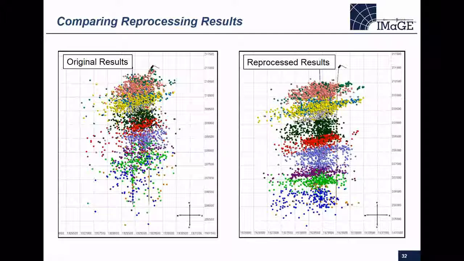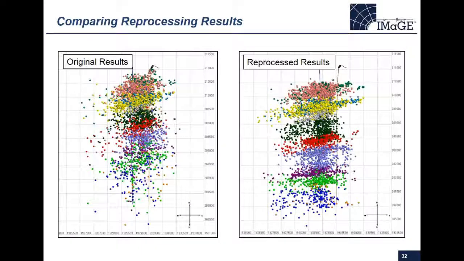And again, looking in plan, the original results have a lot of scatter in them, not a lot of obvious trends for the stages, especially further out towards the toe of the well, which is at the south end of the screen. And the reprocessed results show a much more uniform trend for each stage, and each stage is separated to the area where it should be, so high confidence that the reprocessed results are accurate.